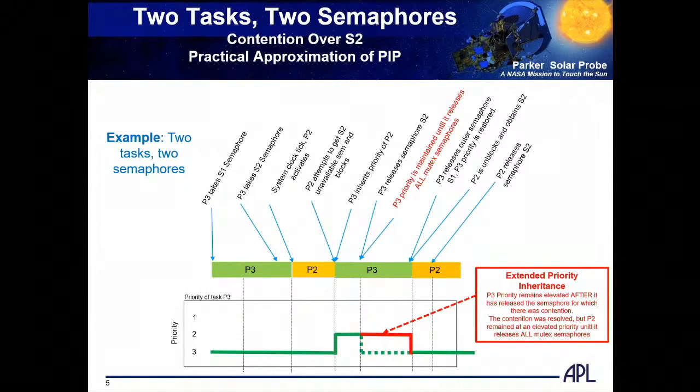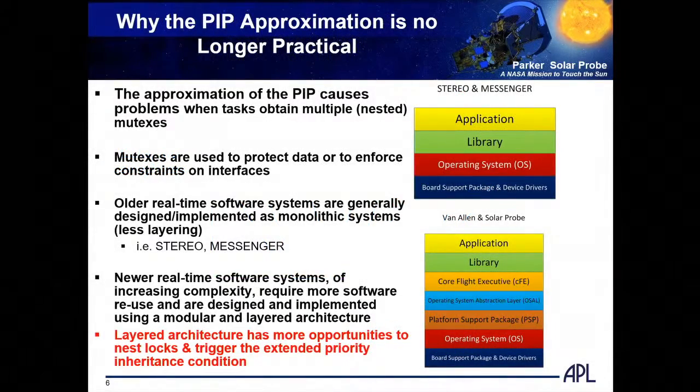So this is a period of time where P3 is running potentially above the priority of other things, against the designed priority scheme that the lead or the system engineer has determined they want. So with this approximation, there are problems when there are nested mutual exclusion semaphores. Mutual exclusion semaphores are an important tool to help us protect data or enforce constraints.